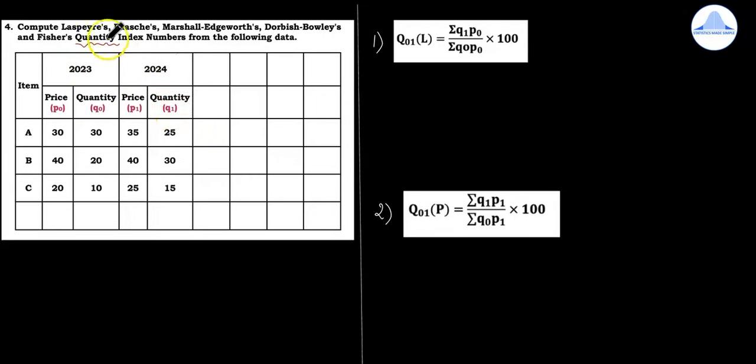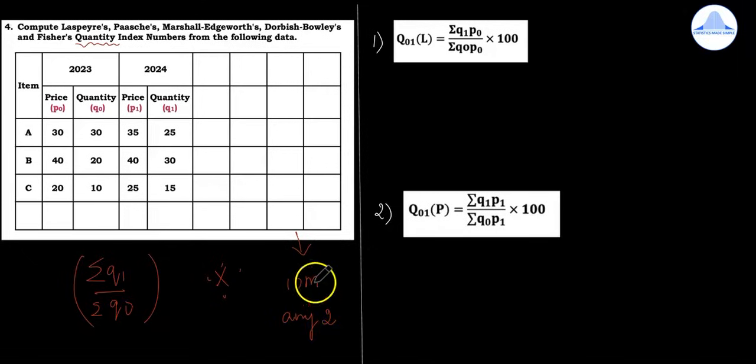So now for quantity index numbers. For quantity index numbers, always start with summation Q1 divided by summation Q0. Okay, so this is important to remember. So again, this is a 10 mark question and they can ask you any 2 index numbers for 10 marks, but we'll be solving all these 5 index numbers.